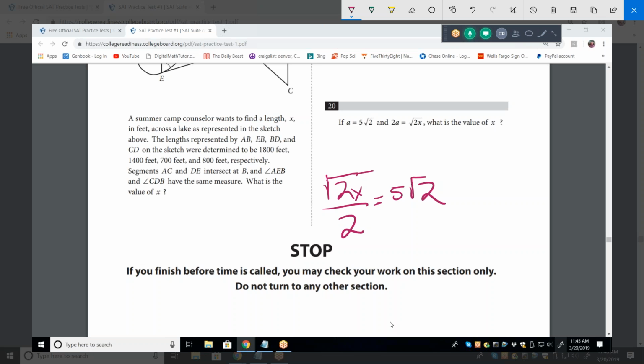First step. In order to solve algebra equations, you need a methodology. You truly do. You can't just solve them hit and miss. My methodology is I get rid of denominators or parentheses or exponents. That's always my first step. That's what we have here. We have a denominator. Get rid of it. So you would multiply both sides by 2. What does that leave you? The square root of 2x equals 10 square root 2.